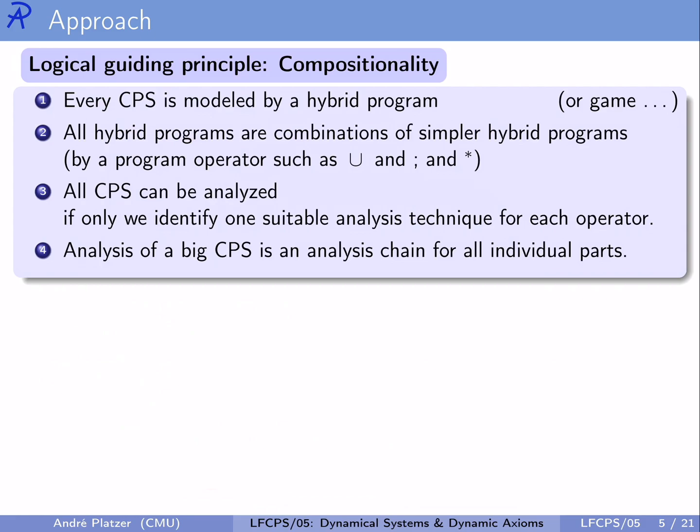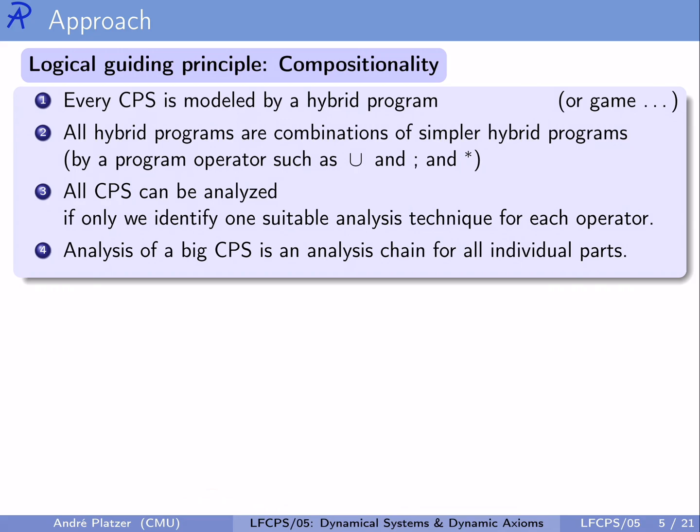So every CPS is modeled by a hybrid program, and all hybrid programs are combinations of simpler hybrid programs, by a program operator such as the choice, the sequential composition, or the nondeterministic repetition. All CPSs can be analyzed, no matter how big, if we only identify one suitable analysis technique for each of the operators. If we know how to handle choice, and we know how to handle sequential composition, and we know how to handle repetition, then no matter how big the CPS is, it's just a long chain of individual reasoning about the individual pieces of the program.